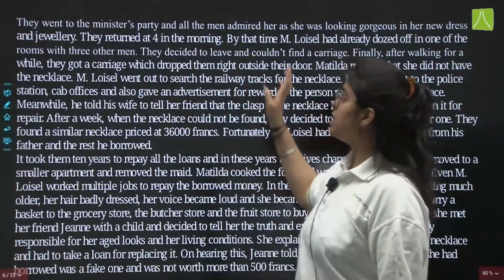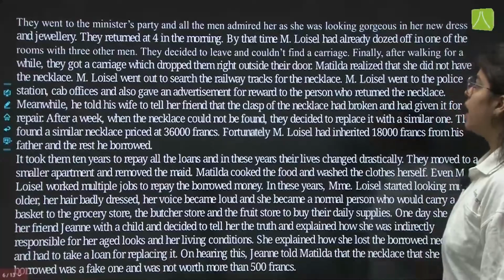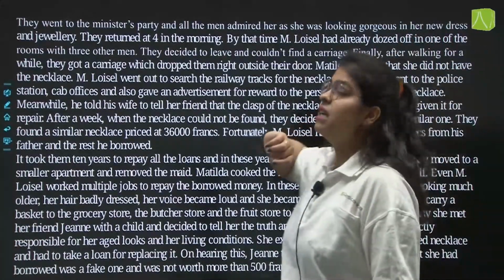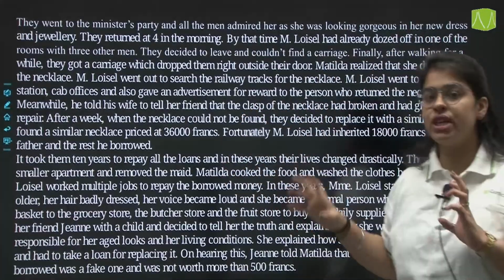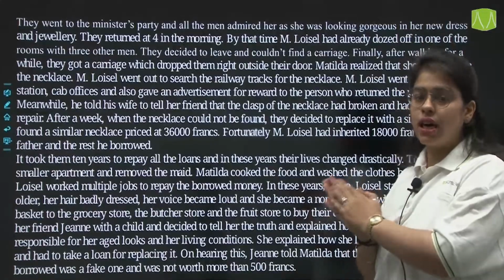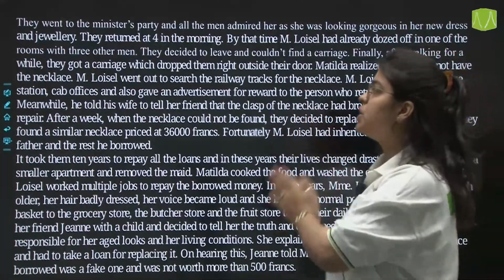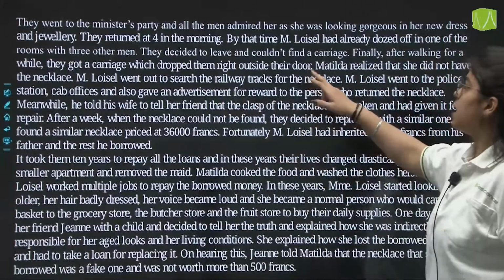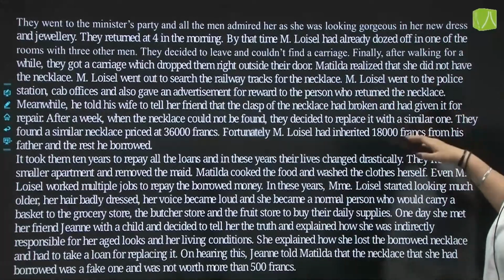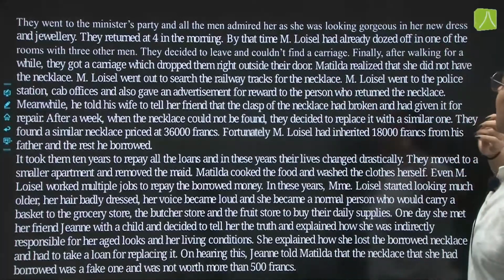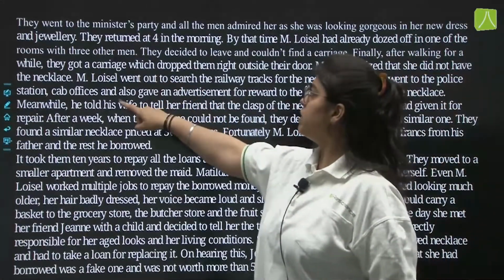Now they went to the minister's party and all the men admired her as she was looking gorgeous in her new dress and jewelry. The dress she had purchased with those 400 francs that her husband had given her, and the jewelry she arranged from her friend. They returned at 4 in the morning. By the time, Mr. Loisel had already dozed off in one of the rooms with three other men.